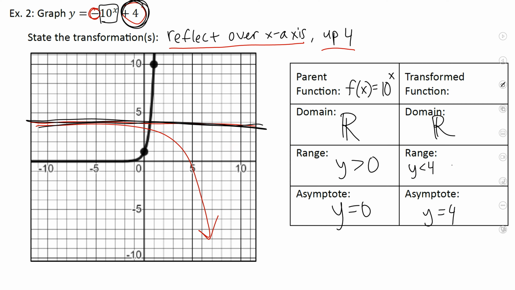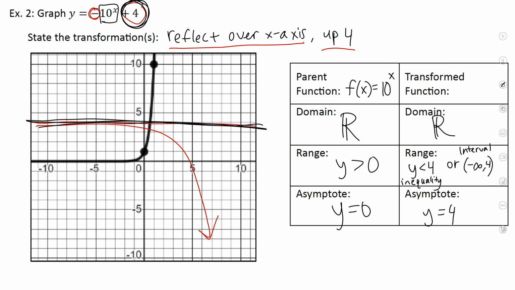Now the range, you can also write it as -infinity to 4. Can you please write it both ways so that we get familiar with this? This version of the range is interval form, and this is inequality form. Make sure you're familiar with the different ways to write the range.